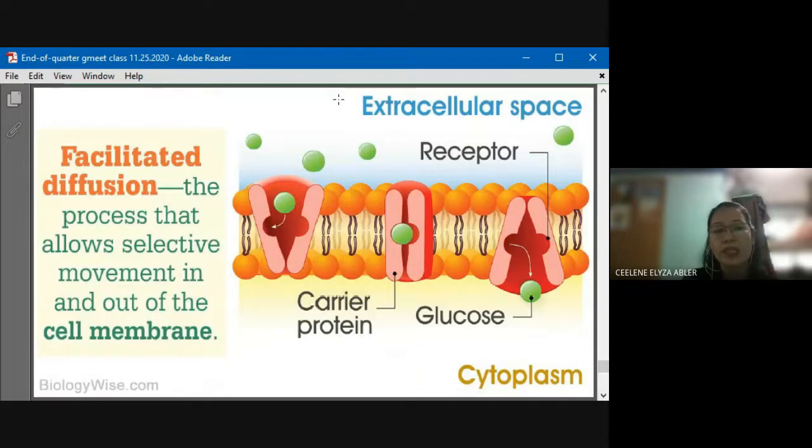So, just remember, ano yung description ng facilitated diffusion? Facilitated diffusion is a process that allows selective movement in and out of the cell membrane using carrier proteins like your channel proteins. So, without the use of energy. Walang ATP, right?